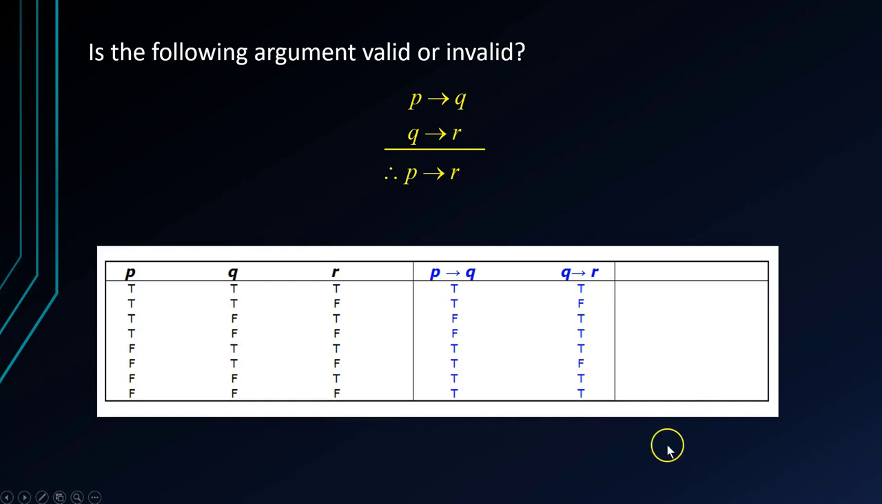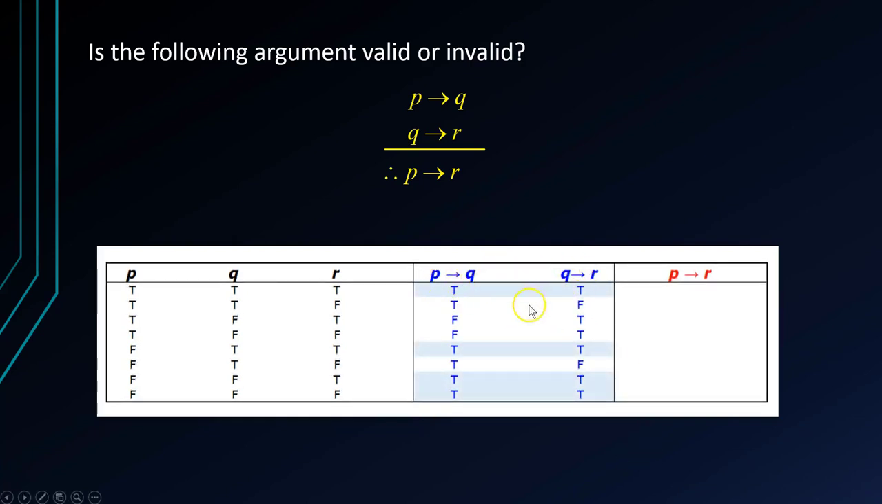Now we want to see if P then R is true for the cases where both of these are true. So I'm only going to look at where both of these are true, and these are the 4 instances where they're both true. I really don't care about these other ones. You're going to see I fill in the truth table for it, but I'm really focusing my attention on these.